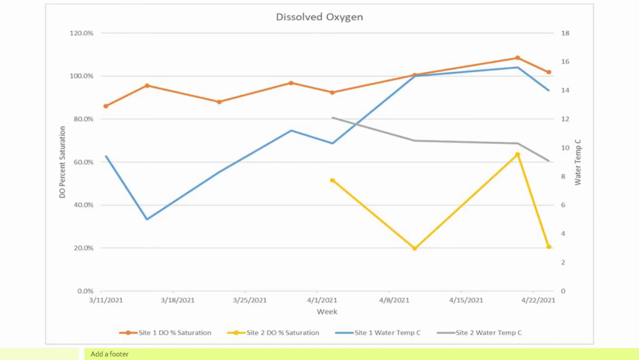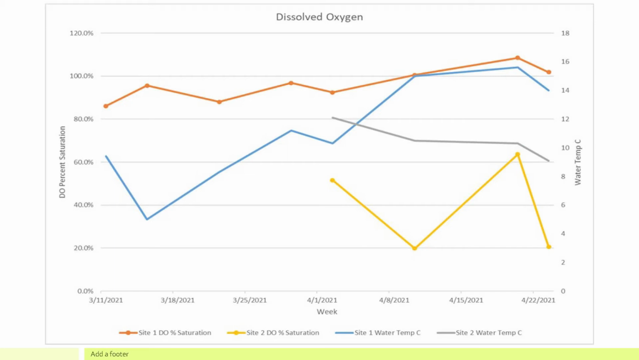The next graph shows dissolved oxygen and temperature. The red with the dots is Site A's dissolved oxygen percent saturation. The yellow with the dots is Site B's dissolved oxygen percent saturation. And the temperatures of those are respectively shown as blue and gray.